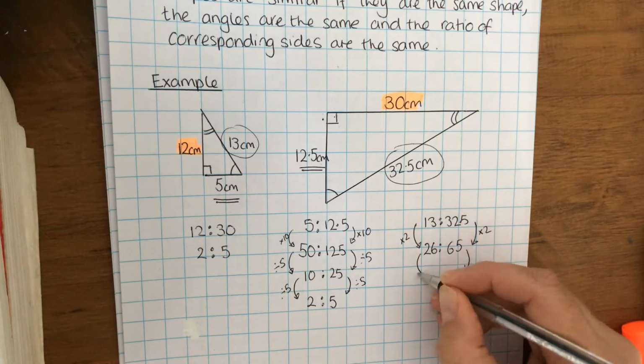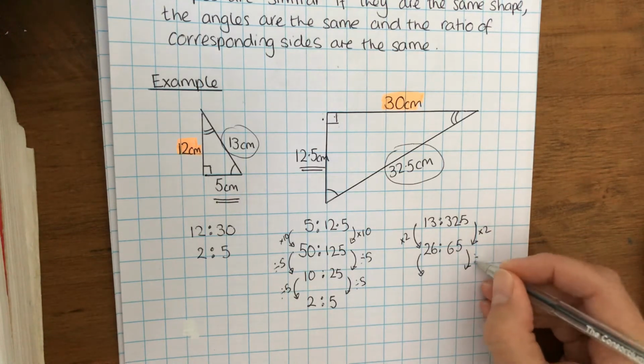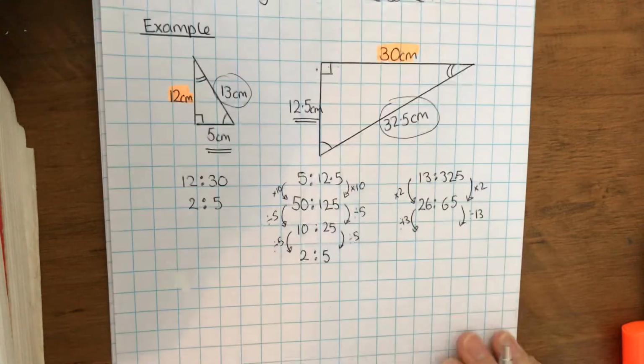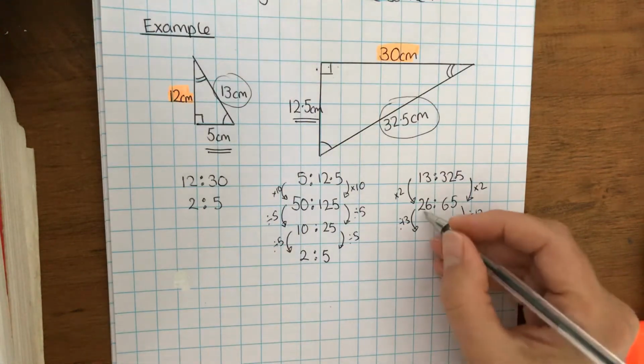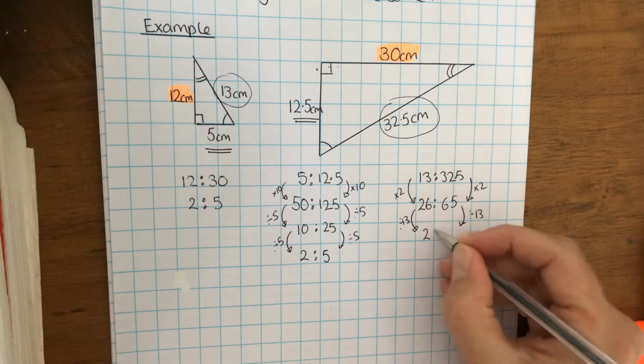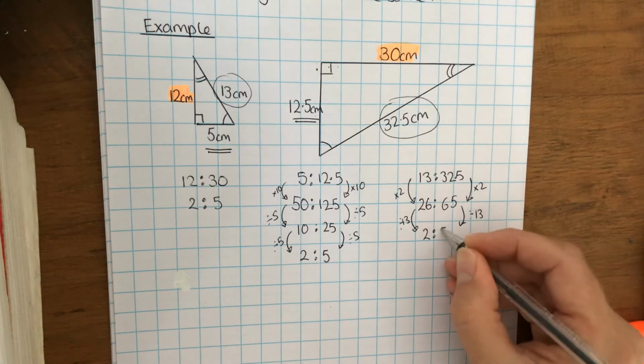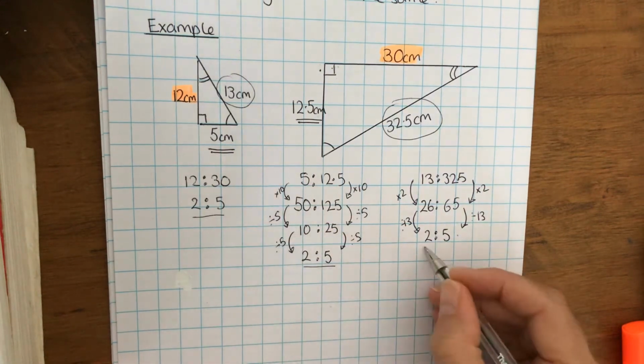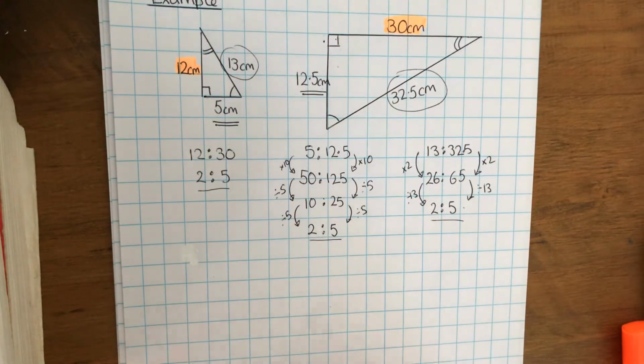What times table are they both in? They're both in the 13 times table. A bit tricky to notice, I know, but they are both in the 13 times table. 26 divided by 13 is 2. 65 divided by 13 is 5. So since all of the three sides are in the same ratio, 2 to 5, then those shapes are similar.